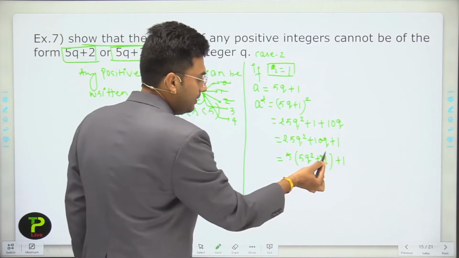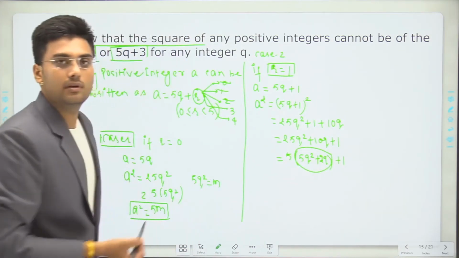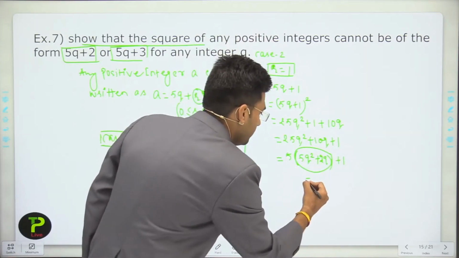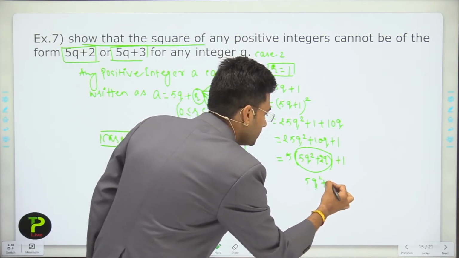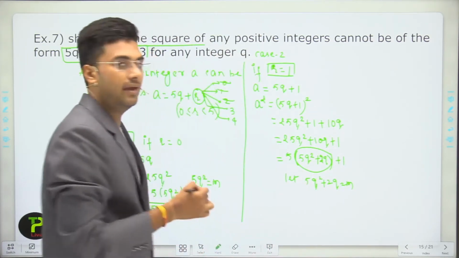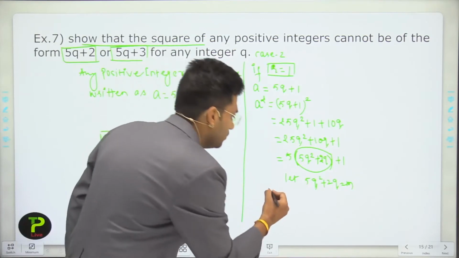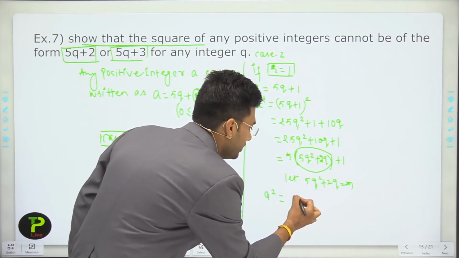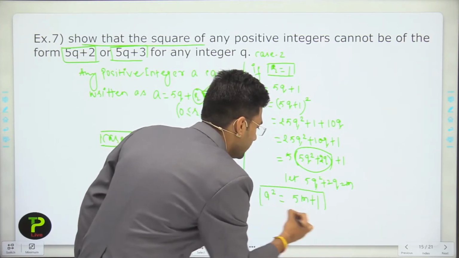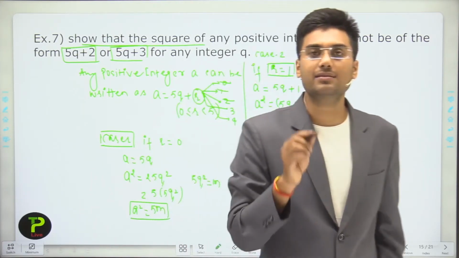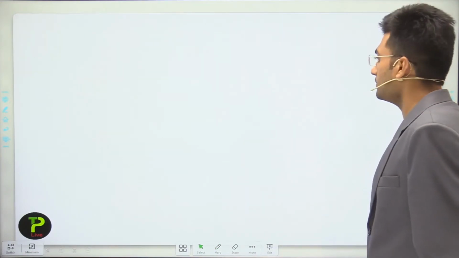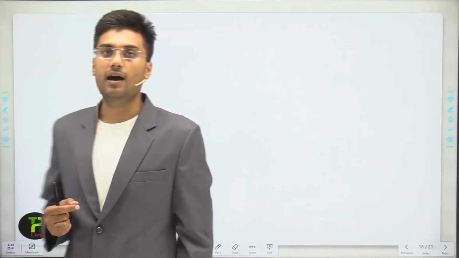And again this complete term can be assumed as m. So here 5q square plus 2q is equal to m, and m is an integer. So a square is equal to 5m plus 1. Now come to the next case. Next case is r is equal to 2.